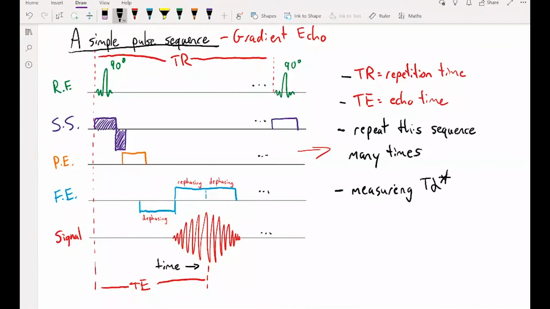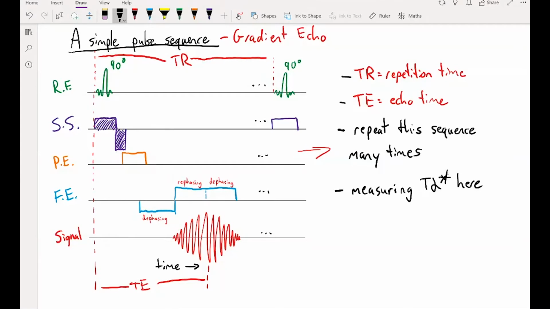T2 star, not T2. And what I mean when I say that is the amount of signal that we have left in our echo at any given echo time is determined by T2 star dephasing, which again is the process by which spins go from in phase in the NMV to out of phase as some spin faster and some spin slower.